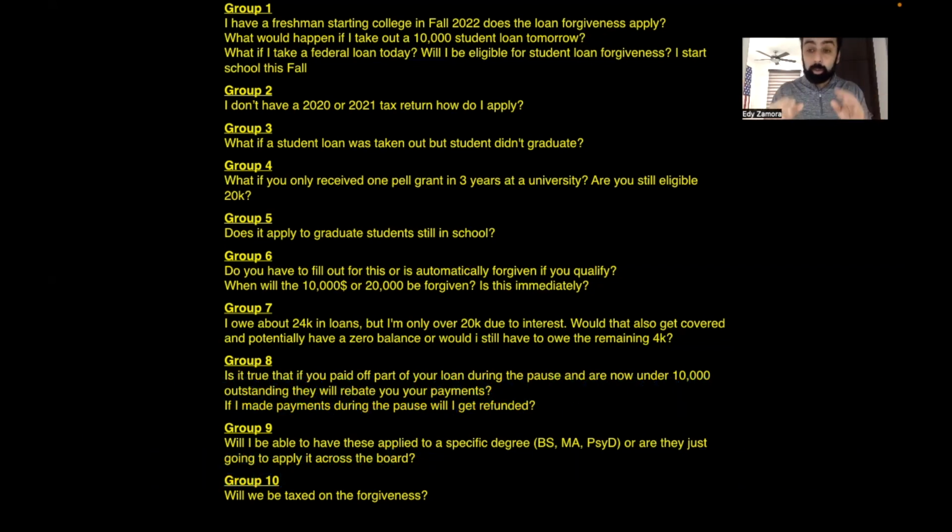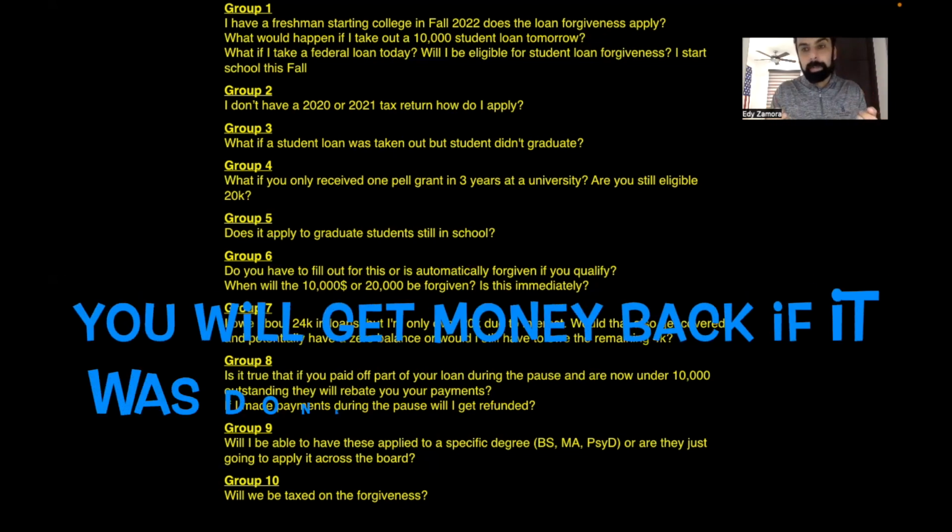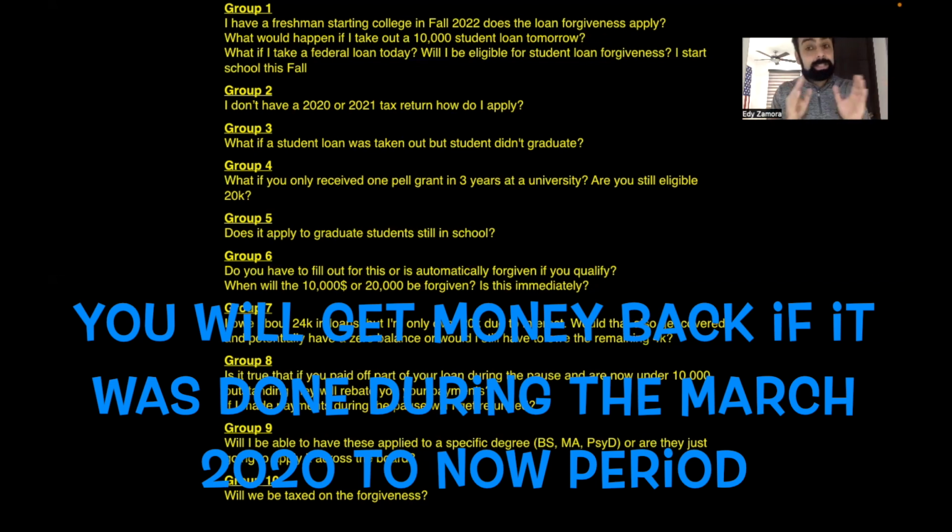The next group of questions, question group number 8 here. Is it true that if we made any payments towards the federal direct loans, we will basically get that rebated back? Let's call it basically refunded back to us. And their answer is yes and no.